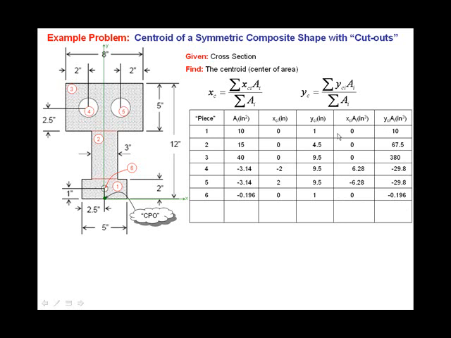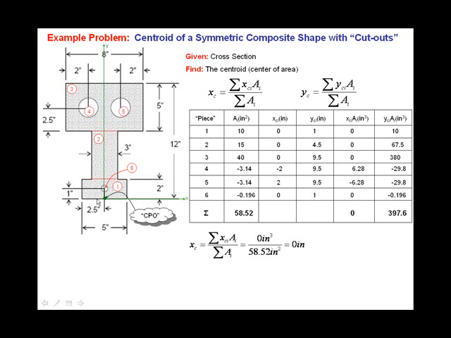Notice that these columns here have been completed. They are simply the product of the distance to the centroid times the area, both the x and the y distances. Now, in order to apply these equations, we need to sum the area to find the total area, and we need to sum these two columns. And there we go. A total of 58.5 square inches of area makes up this symmetric composite shape with these cutouts. Now, simply substituting these values into our equations for distance to the centroid, the x distance comes out as 0 inches.